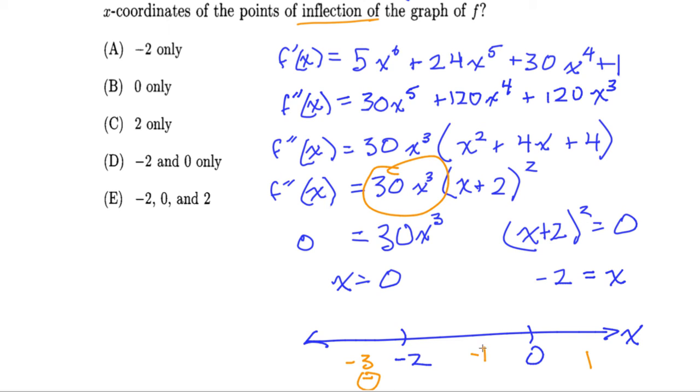When I look at negative 1, it's going to take the sign of the negative. And when I take the sign of 1, that's going to be positive. So there's only one inflection point. It's at 0. It's B.